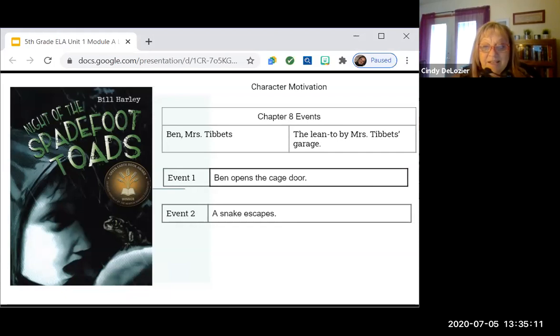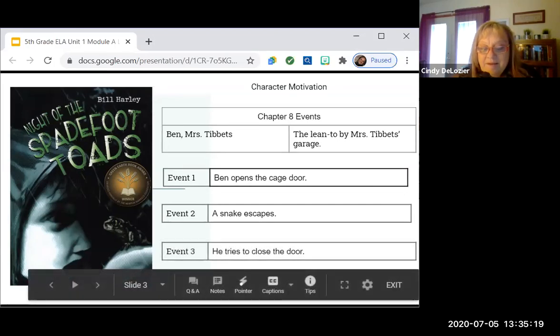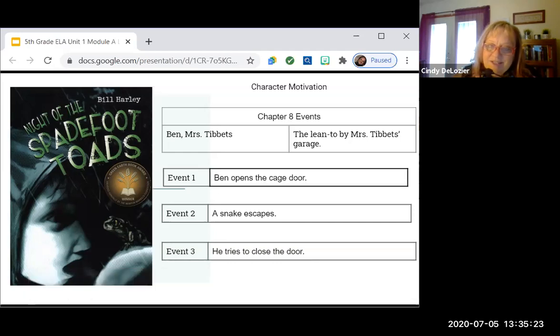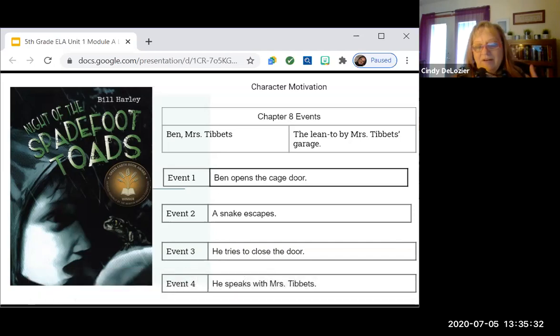How did Ben react to the snake escaping? Did he try to catch it? Why or why not? Then Ben tried to close the door. What caused Ben to realize he should close the door? And then Ben speaks with Mrs. Tibbets. I remember Mrs. Tibbets was friendly, but Ben didn't want to stay around and talk. Why do you think that is?